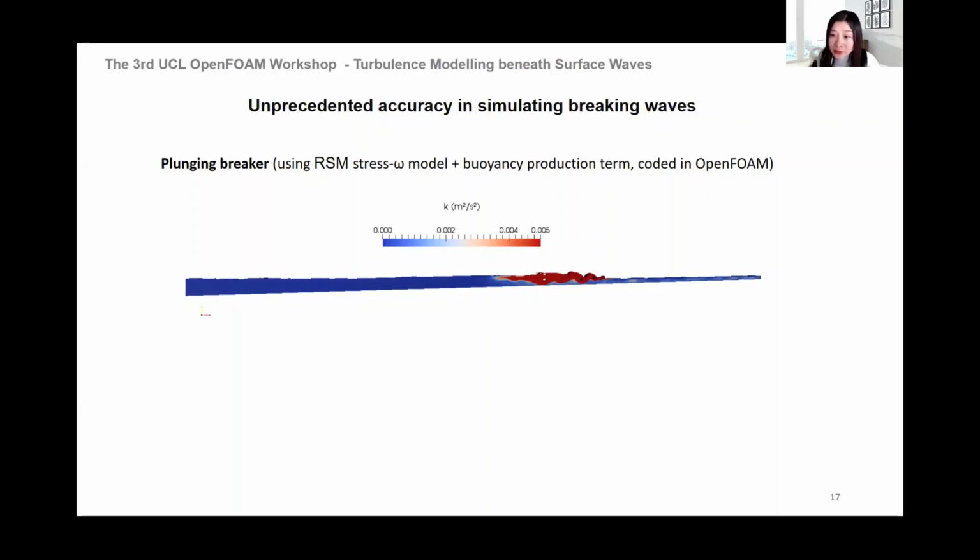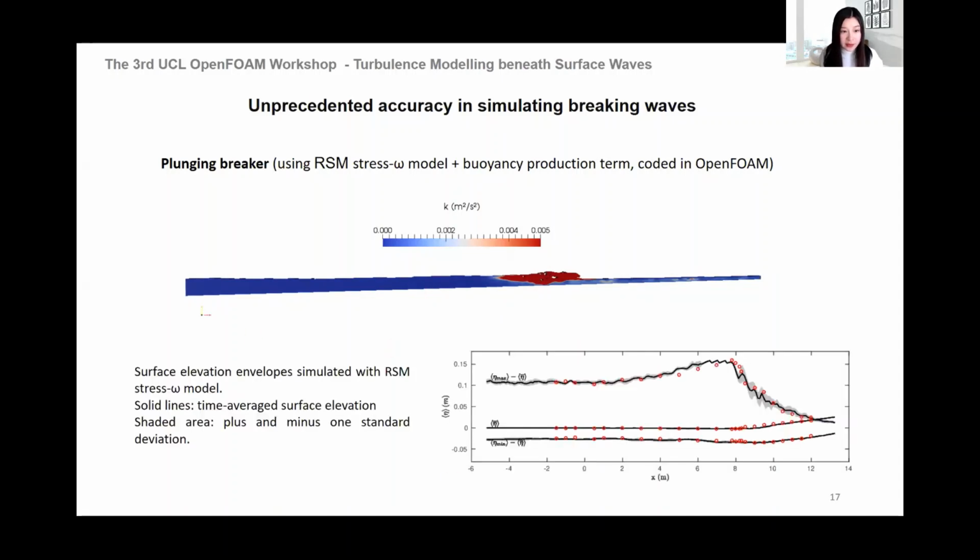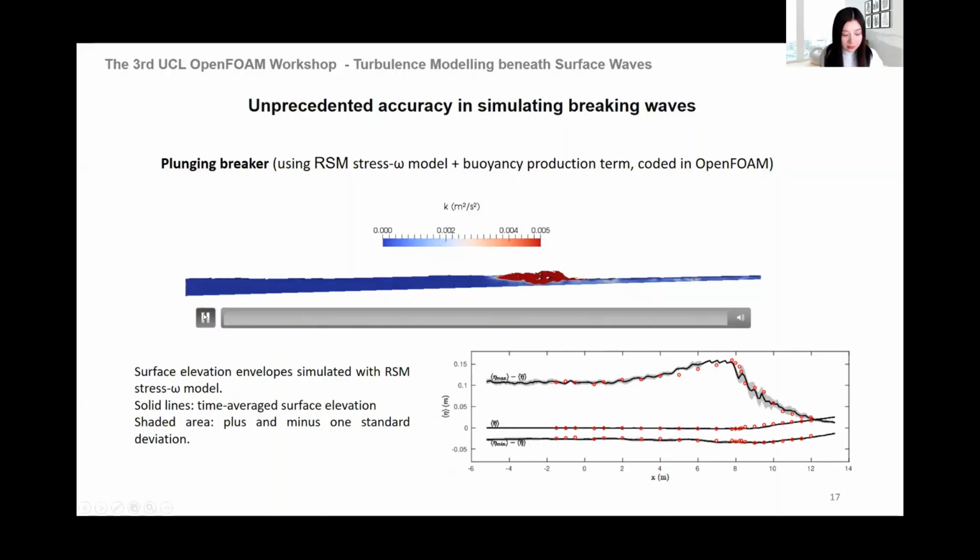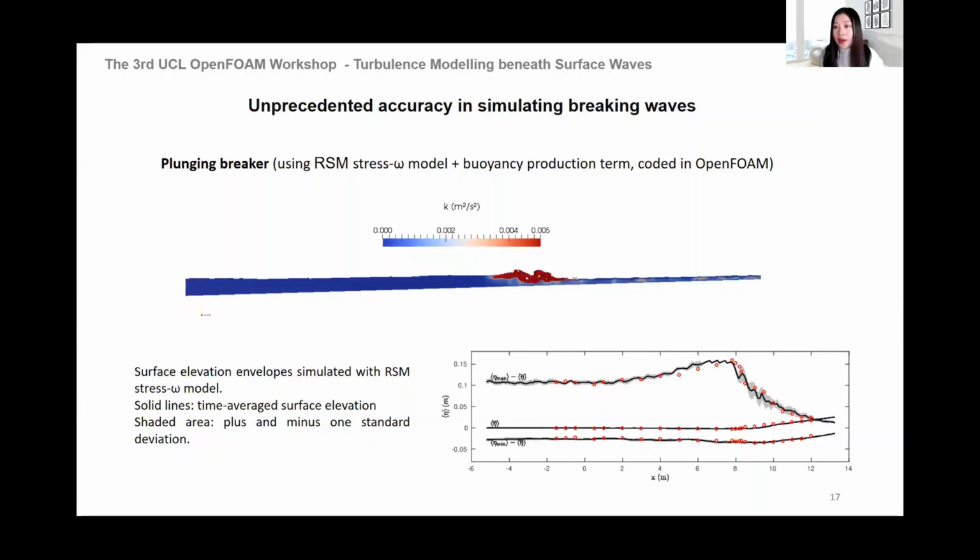For the plunging breaker, the crest of the wave becomes much steeper than the spilling breaker we just saw. You can see that when the wave breaks, let's see if I can restart the simulation. So when the wave breaks, you can see the crest curves over and drops on the preceding wave trough. So this is the plunging breaker behavior.